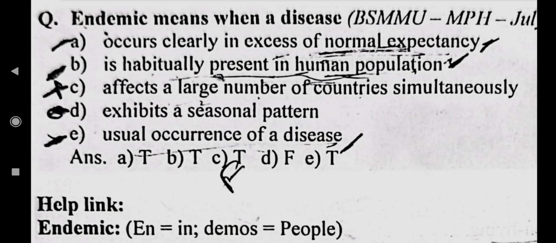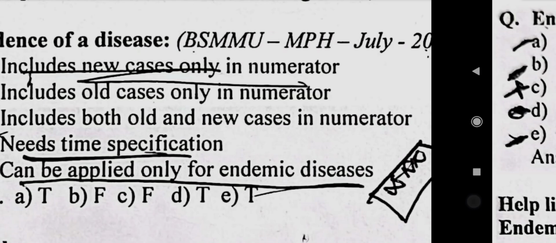Endemic means when a disease. True answer: occurs clearly in excess of normal expectancy, is habitually present in the human population, and is the usual occurrence of a disease. False answer: affects a large number of countries simultaneously, exhibits a seasonal pattern.